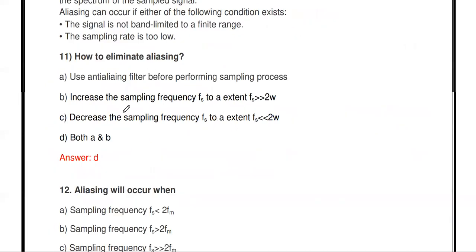Here four options are given. One is use an anti-aliasing filter before performing the sampling process. Yes, it is correct. Increase the sampling frequency fs to make fs much greater than 2W, where W is the bandwidth, the maximum frequency content of the message signal. The third one, decrease the sampling frequency: no. Both A and B is the answer. We have to use an anti-aliasing filter, and we have to use a sampling frequency much greater than 2W. These are the two things to eliminate the aliasing process.